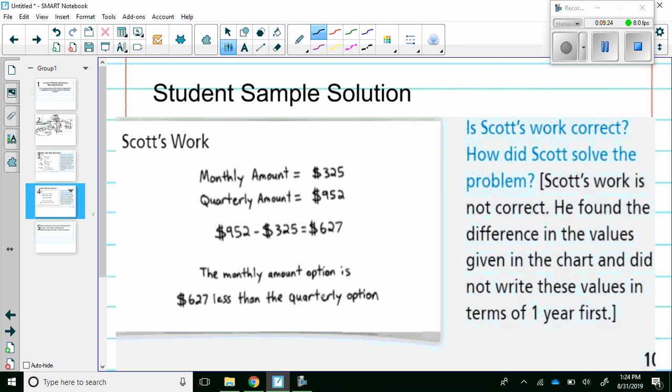Next, let's look at Scott's work. It says, is Scott's work correct? How did Scott solve the problem? Take a look at this for a second to see what you can find and how it was incorrect. It looks like Scott didn't do all the work he needed to do. All he did was take a separate month amount and he took the quarterly amount and then he subtracted to find the difference. Scott did not consider how much cost it would be to pay throughout the year. He just took each segment individually and used subtraction.